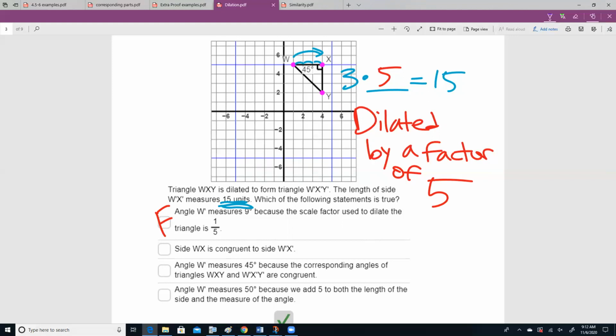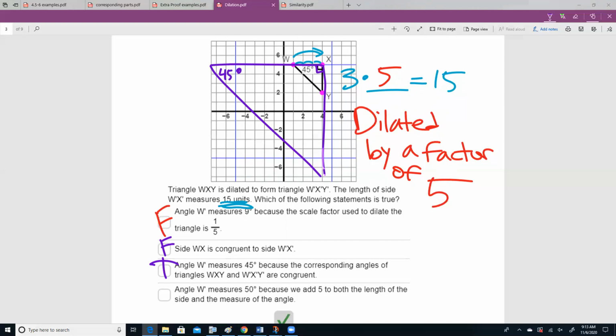The side WX is congruent to W prime X prime. No, it's 5 times greater. The angle W measures 45 degrees, the angle W prime measures 45 degrees because the corresponding angles of WXY and W prime X prime Y prime are congruent. That is a true statement. Whenever we make something bigger, the angles don't change. We'd probably be dealing with some triangle that looks something like this, where we still have a right angle, and it's still 45 degrees.